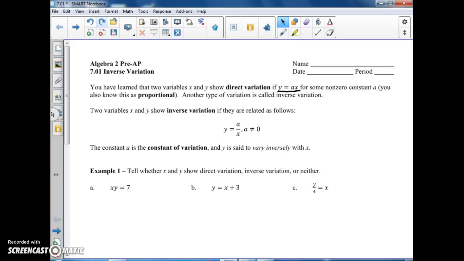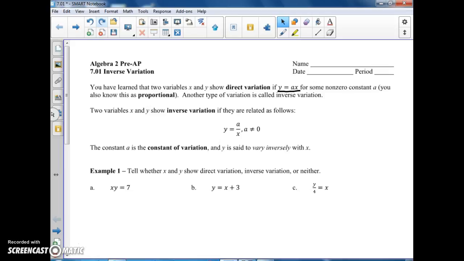Another type of variation is called inverse variation. That's what you're now learning about. Two variables, x and y, show inverse variation if they are related as follows: y equals a over x. It's got to be in that form. And a can be any number except for the number 0. The constant a is the constant of variation, and y is said to vary inversely with x.